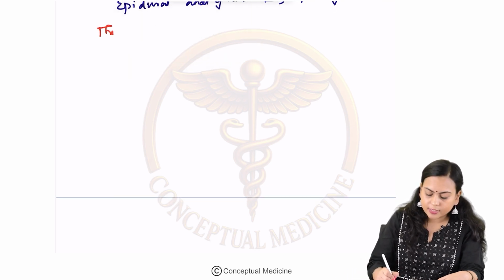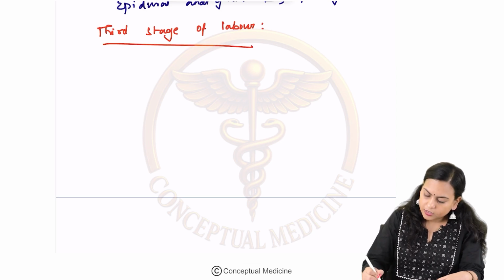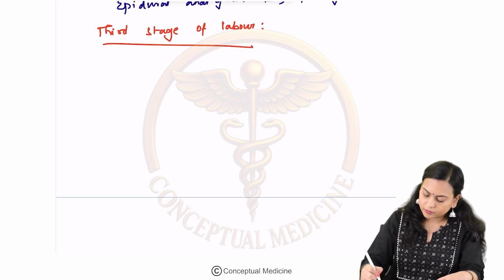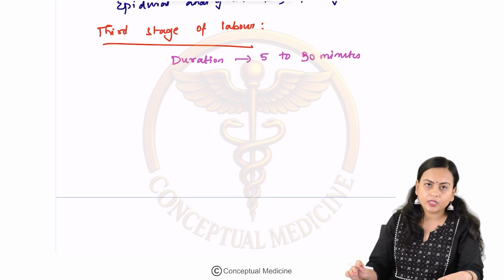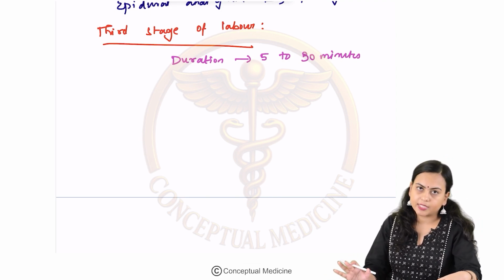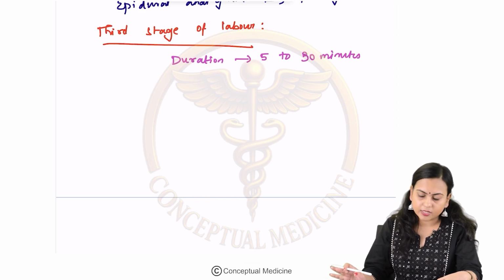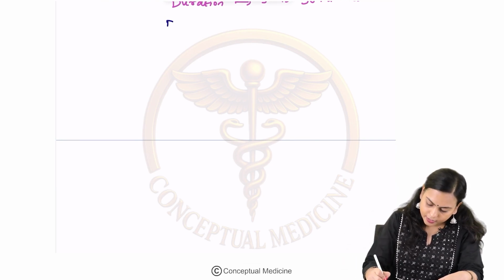Next, we will see about the third stage of labor. See, duration can vary anywhere between 5 to 30 minutes. What is third stage of labor? It is from the delivery of the fetus to the delivery of the placenta. So, for the delivery of the placenta, you can wait up to 30 minutes. Okay. And this is again divided into 4 phases.